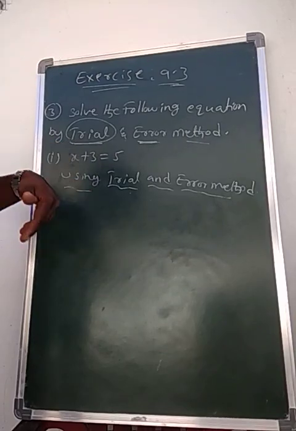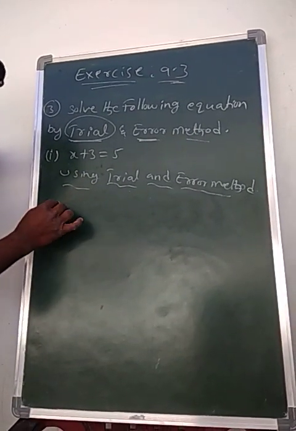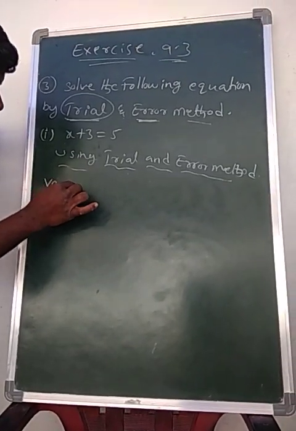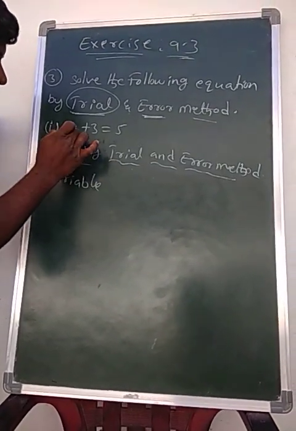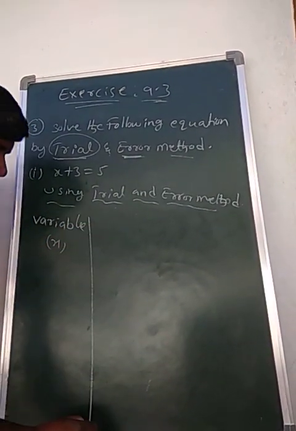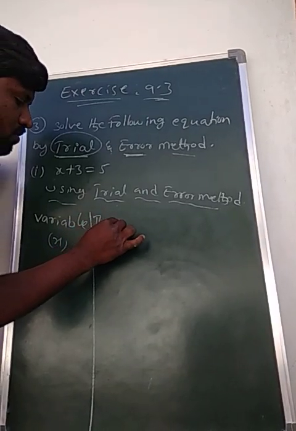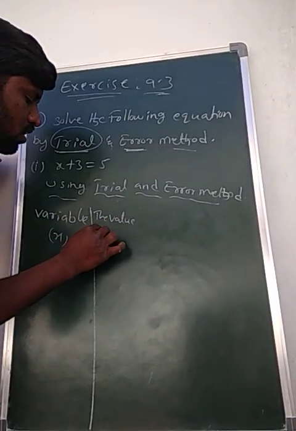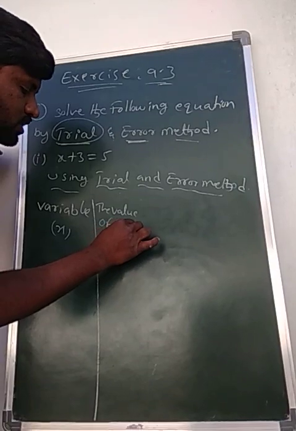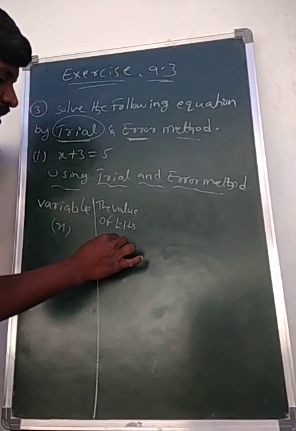The variable value keeps changing. You see here the procedure is: what is the required variable here? The variable in this equation is x. Okay, what is the LHS part? The value of LHS, that is the left hand side part, that is x plus 3.